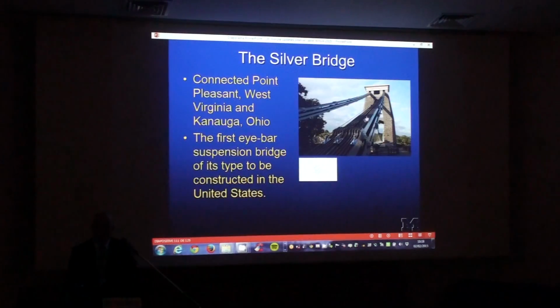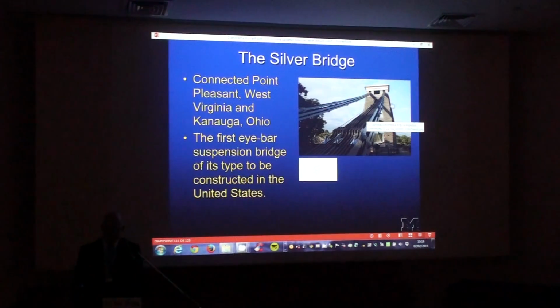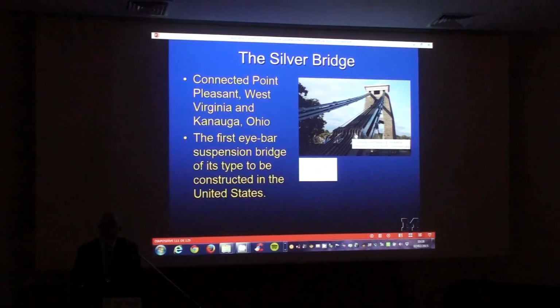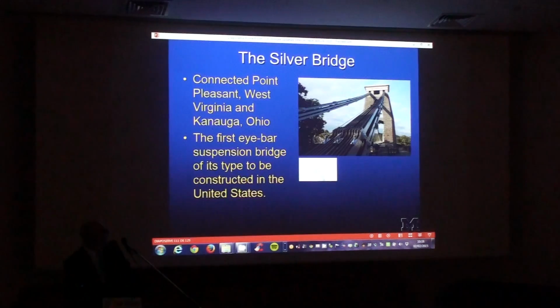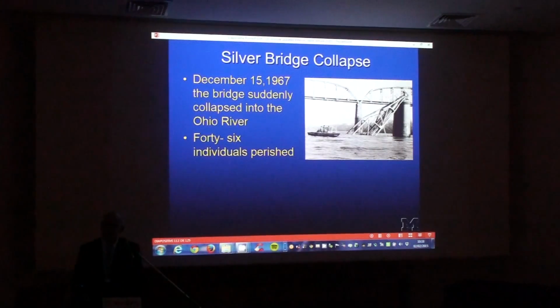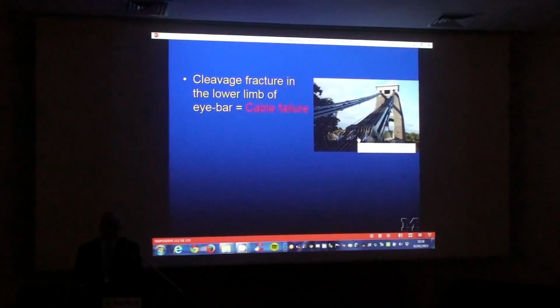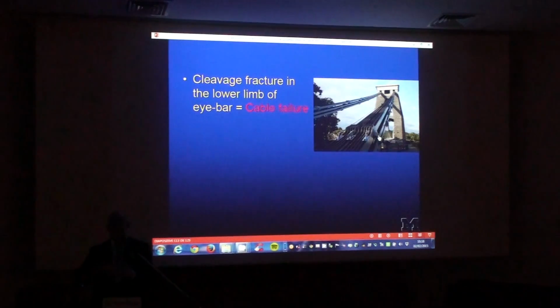And here's another example of a suspension bridge. This is called the Silver Bridge in Ohio, and it's the first bridge where the cable is built of these eye bars. You can see, I hope you can see the eye bar here. And in 1967, this bridge spontaneously collapsed. And when examined, a cleavage fracture was found in the eye bar. So the reason for collapse was basically a cable failure.